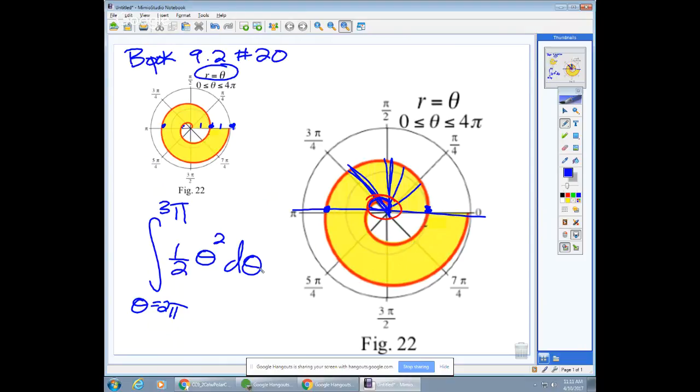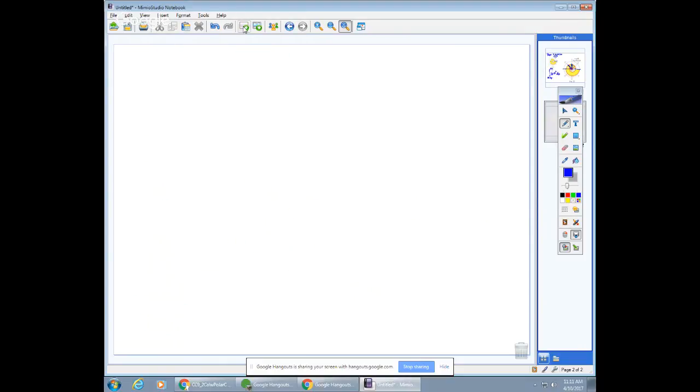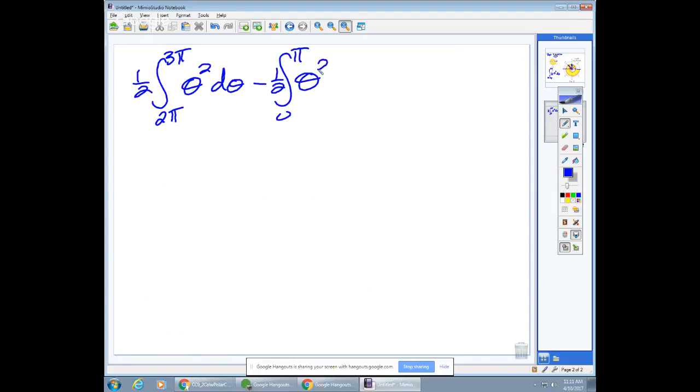All right, so I guess I need a new page to write this out on. So integral from 2 pi to 3 pi of 1/2 theta squared minus the integral from 0 to pi of 1/2 theta squared d theta. That gives us the top half. The bottom half, let's think about that one now.